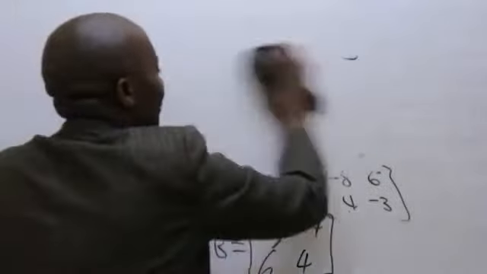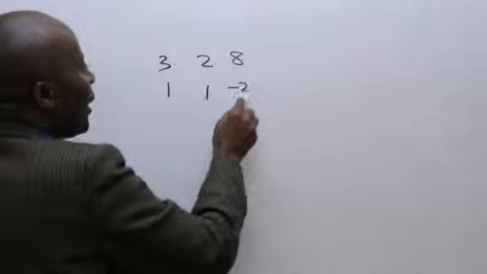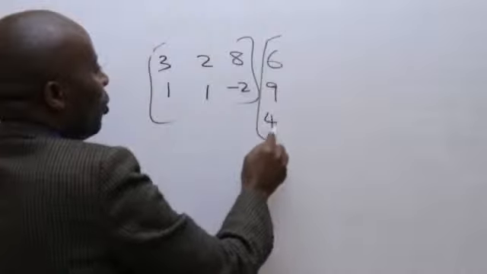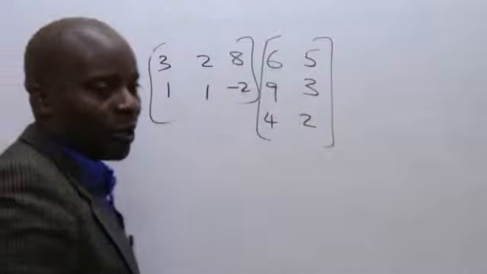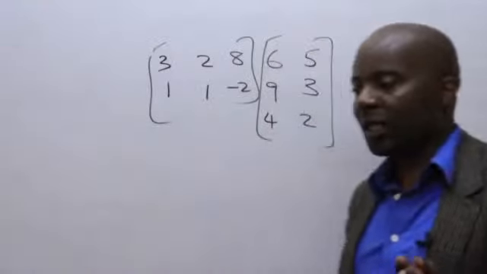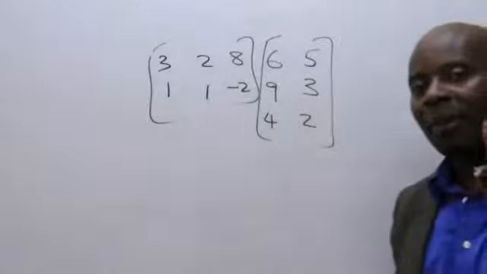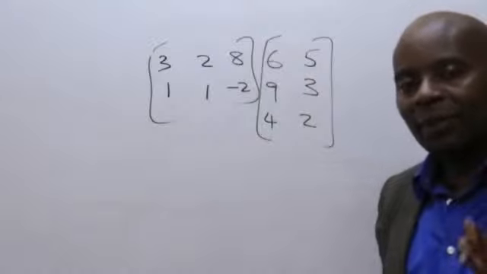Now, ladies and gentlemen, if you are given two matrices here to multiply, like 3, 2, 8, 1, 1, -2. You are told to multiply here with 6, 9, 4, and 5, 3, 2. You don't even have to assess these matrices for compatibility. What you need to do, ladies and gentlemen, is straight away to multiply your matrices. Please go ahead and multiply these matrices.